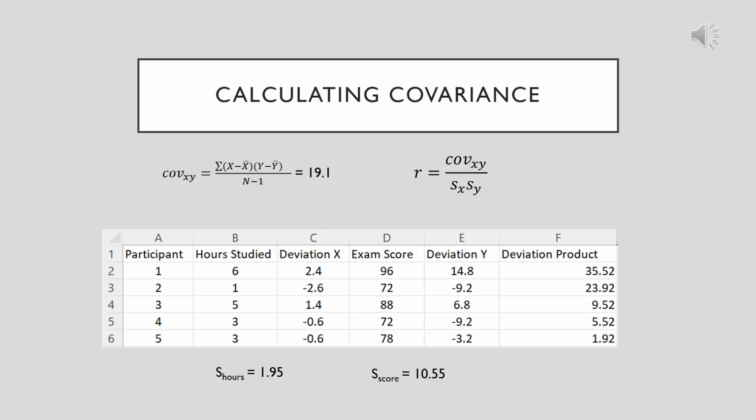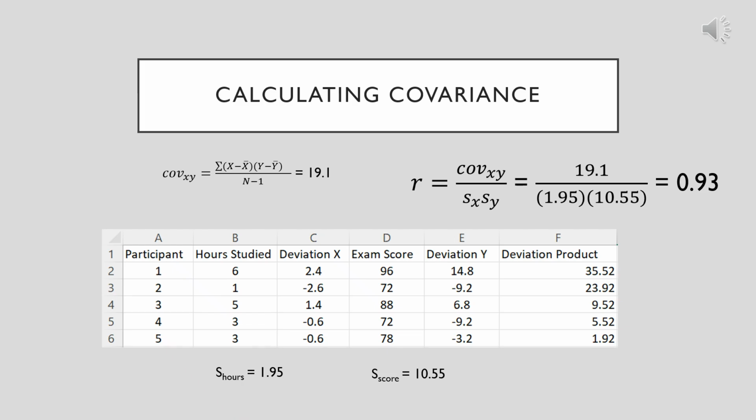So what we need to then do is take the covariance we already found, 19.1, and we divide it by the product of 1.95 and 10.55. And that ultimately gives us the correlation coefficient of positive 0.93. Now, this is an exceptionally strong positive correlation, meaning that as hours of study go up, exam scores also tend to go up in a very similar fashion. Okay, so there's a very high positive relationship between these two variables.